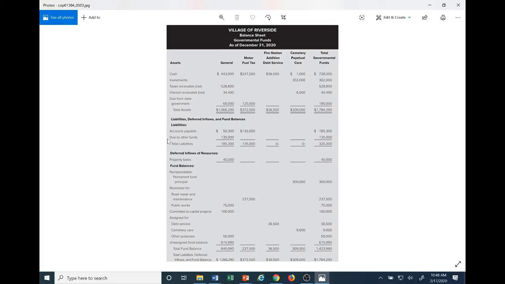Here we go. Due to other funds. So the general fund is saying they have $135,000 due to another fund, and then total liabilities, right? Pretty simple, just going across. Deferred inflows of resources, we have property taxes of $40,000 being deferred inflow of resources.